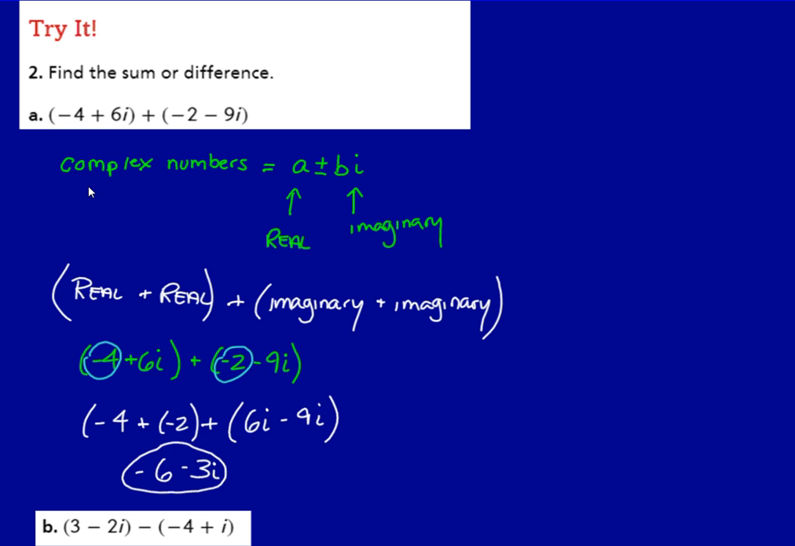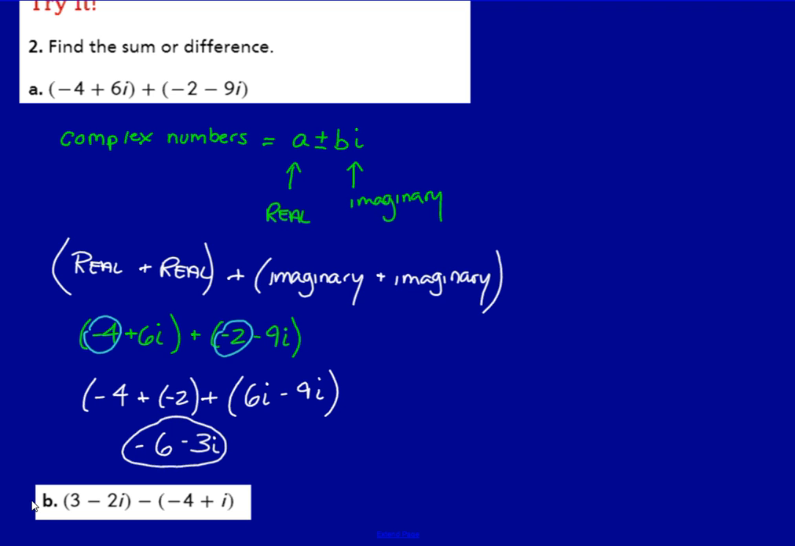So -4 plus that is going to be a -6 there, and 6i minus 9i is going to be minus 3i, and this is your answer. -6 minus 3i will be the answer to this problem. So we added the reals, the -4 and the -2, to get -6, and we add the imaginary parts, 6i plus a -9i gives you a -3i. We will do the subtraction problem in class together because there's a little bit of a trick to that one.